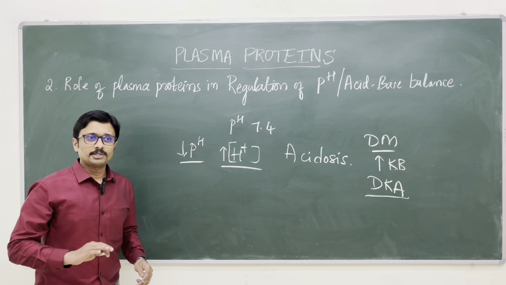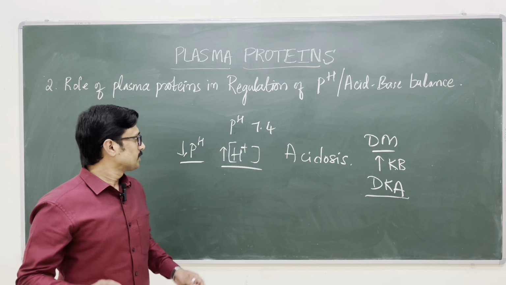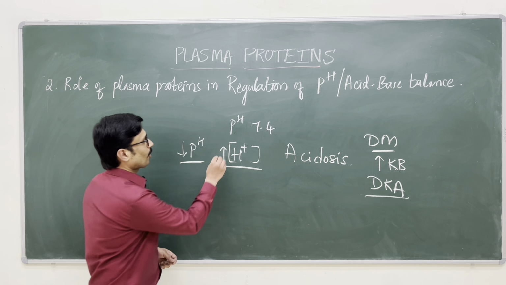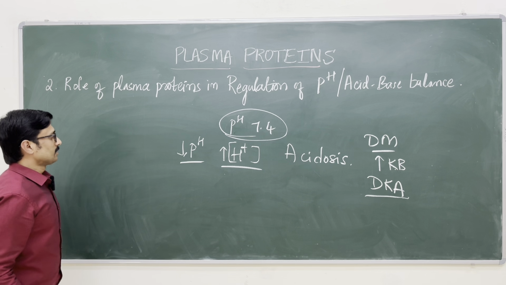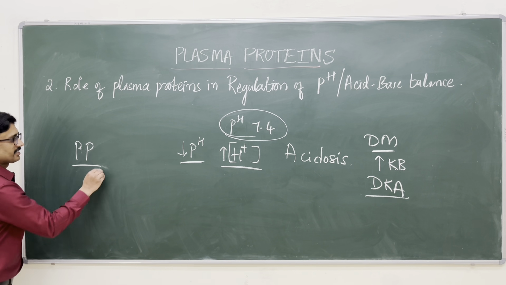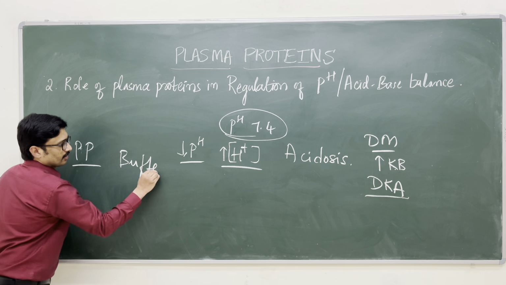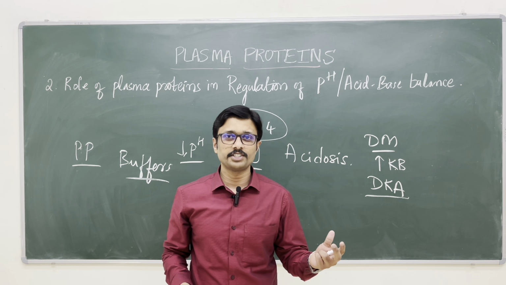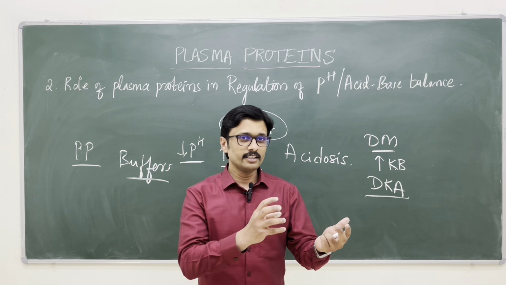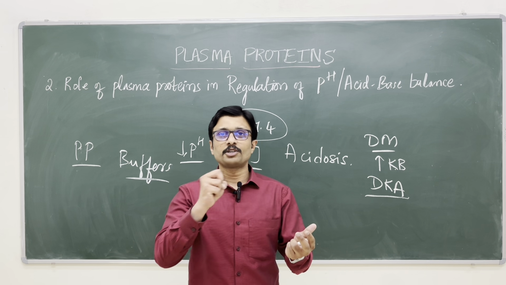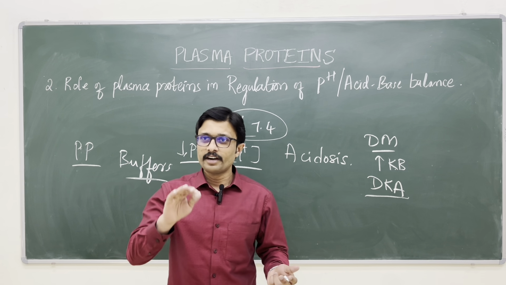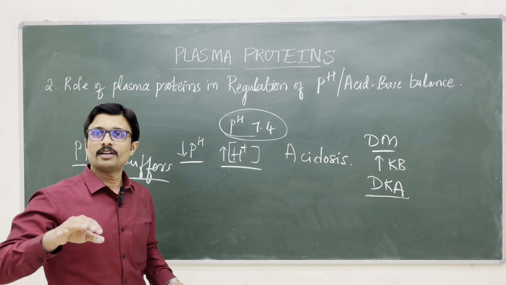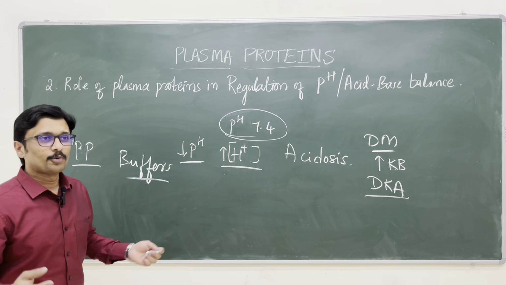So what is the role of plasma proteins in regulation of this pH, or bringing back these hydrogen ions to normal so that the pH is brought back within the normal state? So these plasma proteins act as buffers. Whenever the free hydrogen ion concentration is increased in the plasma, the plasma proteins will pick up the hydrogen ions from the plasma, thereby reducing the free hydrogen ions in the plasma so that the pH is brought within the normal range. We'll see how the plasma proteins act as a buffer.